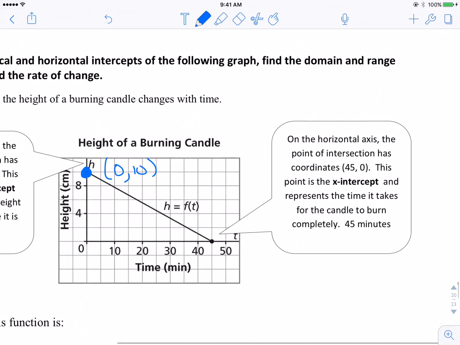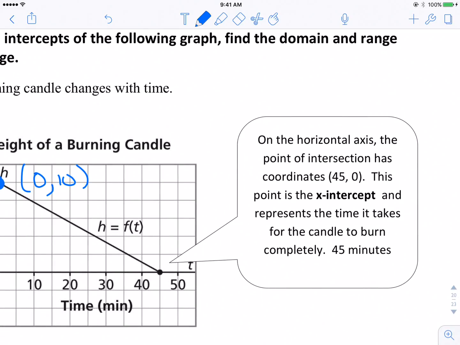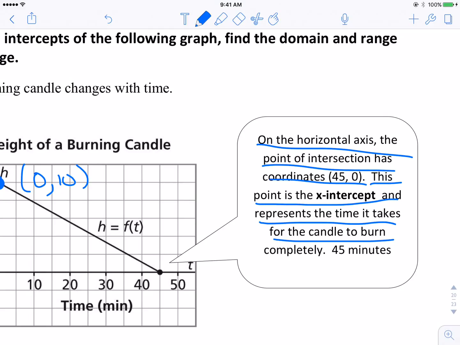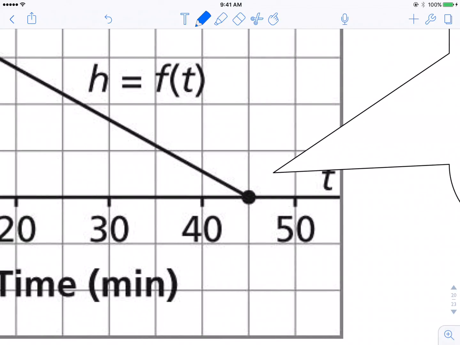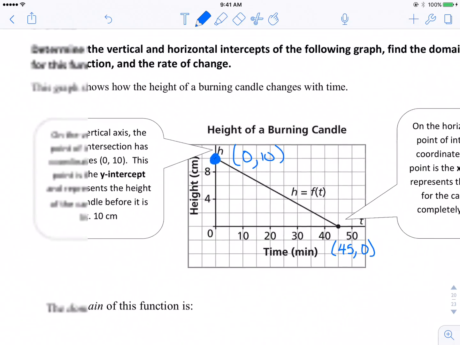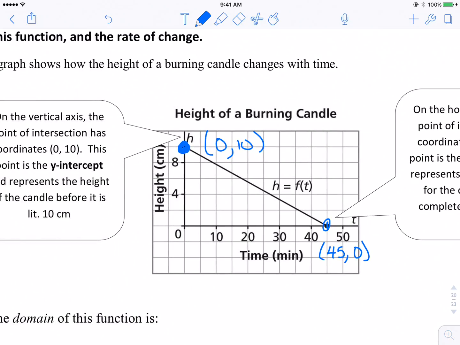On the other side, on the horizontal axis, the point of intersection has coordinates 45, 0. This point is the x-intercept, where it crosses that horizontal axis. It represents the time it takes for the candle to completely burn, in this case, 45 minutes. And again, the coordinates of this point are 45, 0. So these 2 points are called the x and y intercepts. They're the points where that graph touches both the x and the y axis.